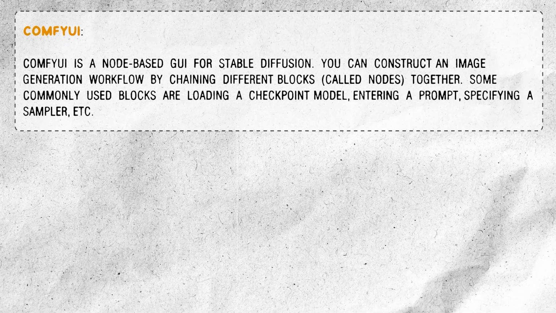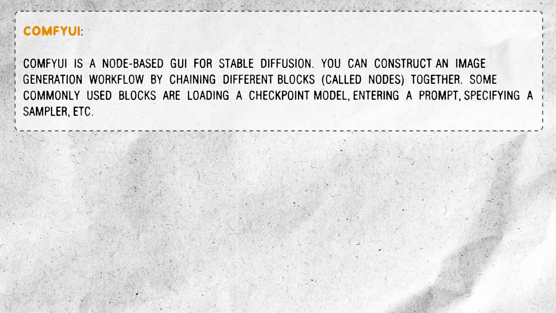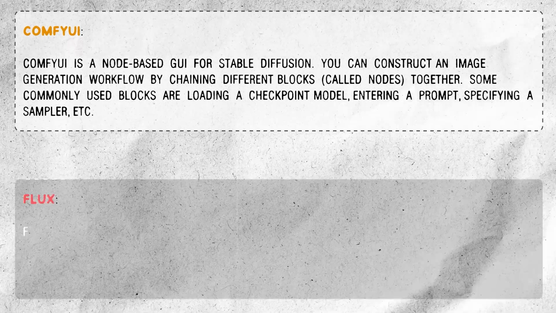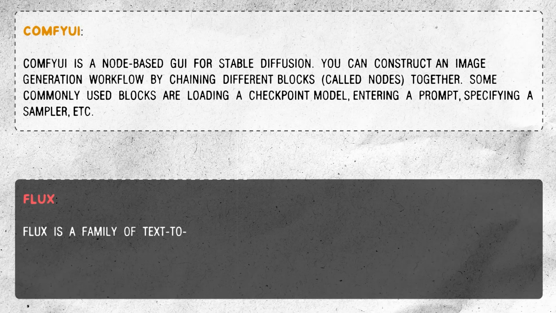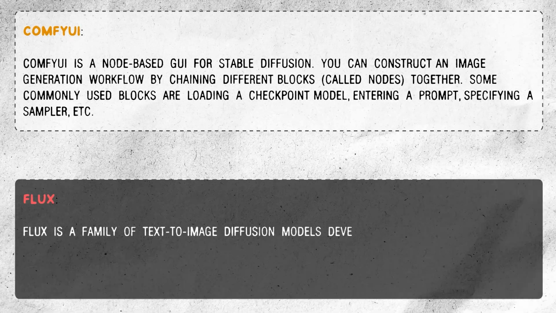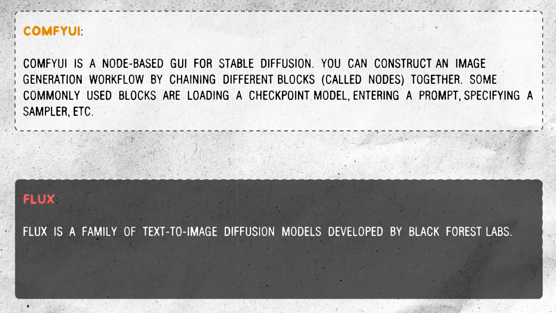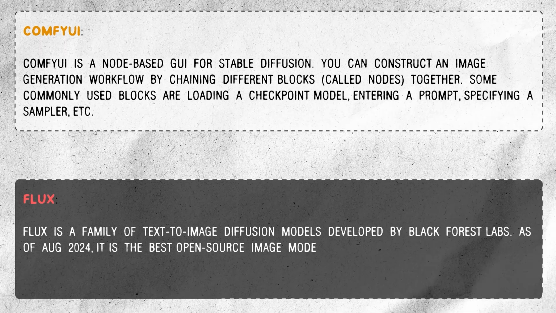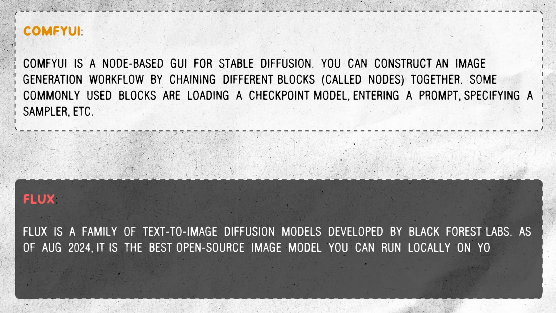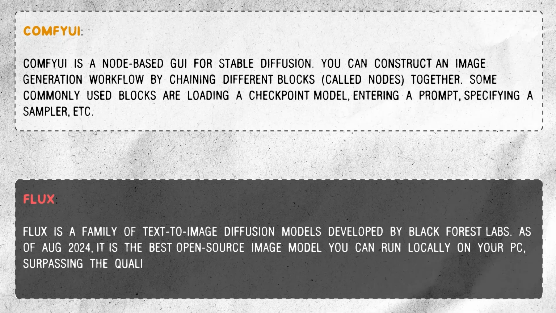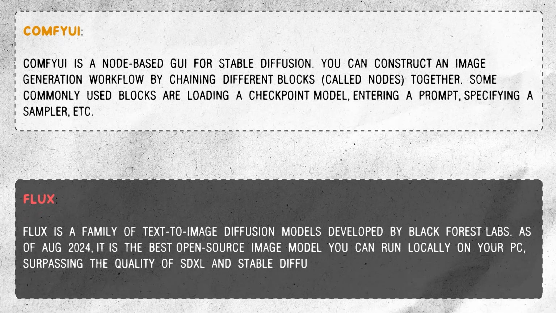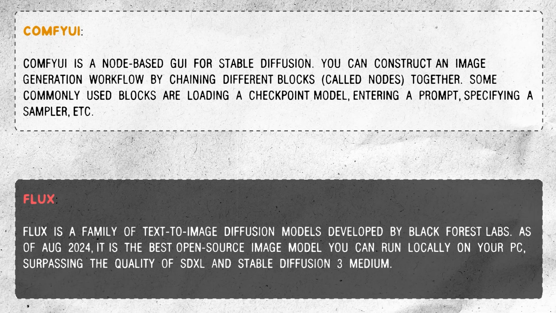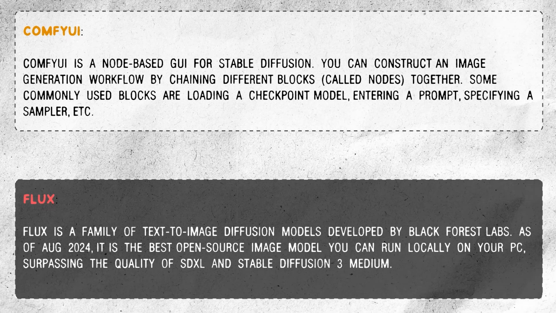This graphical interface is a prerequisite for one of the most powerful AI image generation models currently available, which is called Flux.dev. Flux is a family of text-to-image diffusion models developed by Black Forest Labs. As of August 2024, it is the best open-source image model you can run locally on your PC, surpassing the quality of SDXL and Stable Diffusion 3 Medium.